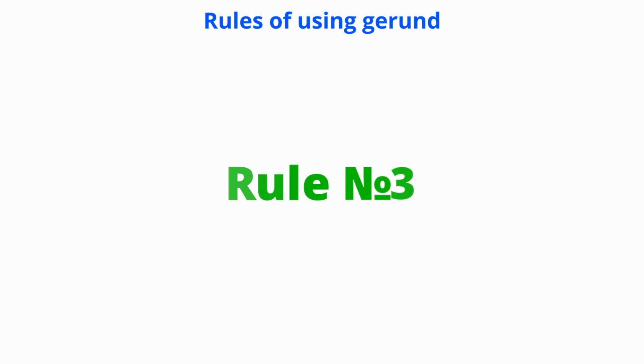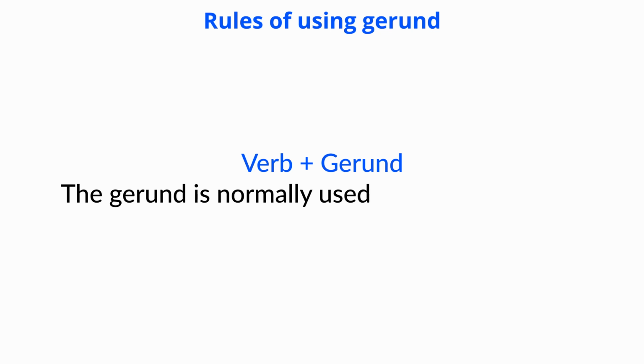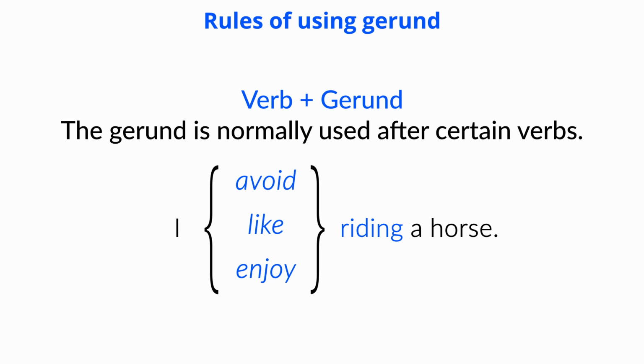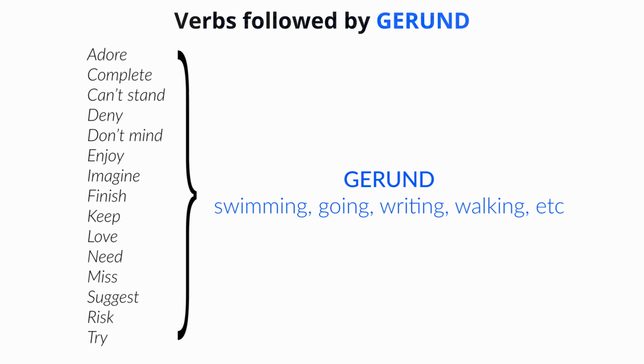Rule number 3. Verb plus gerund. The gerund is normally used after certain verbs. For example, I avoid riding a horse. I like riding a horse. I enjoy riding a horse. Here is a list of common verbs followed by a gerund. You can pause the video and write out the verbs.